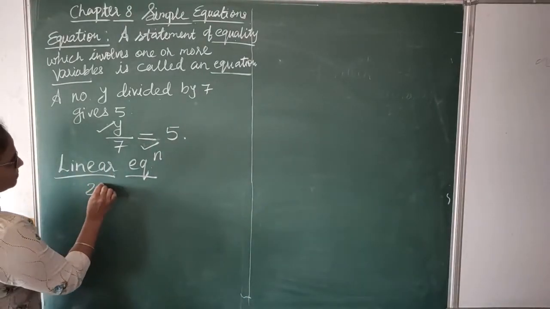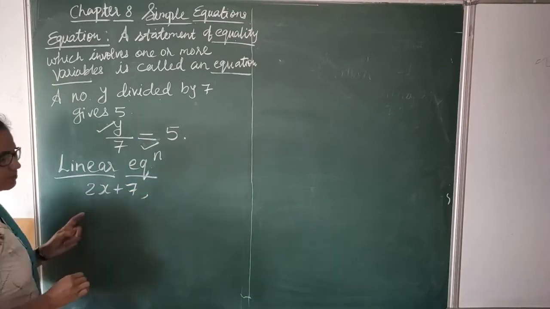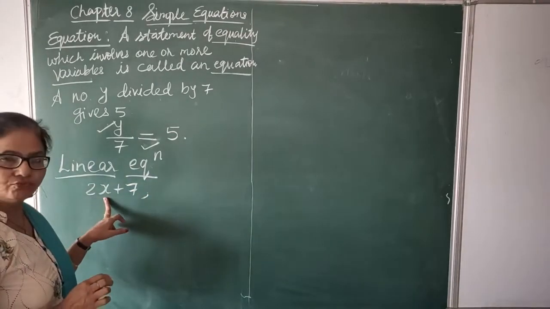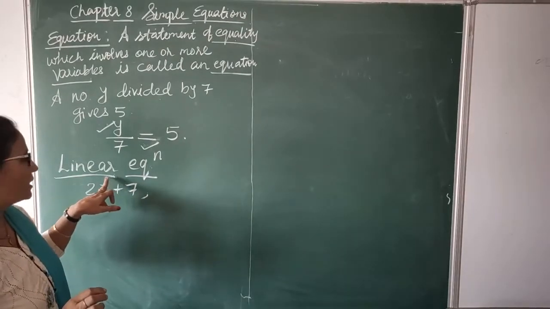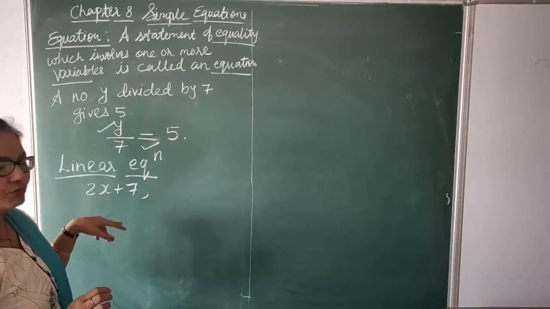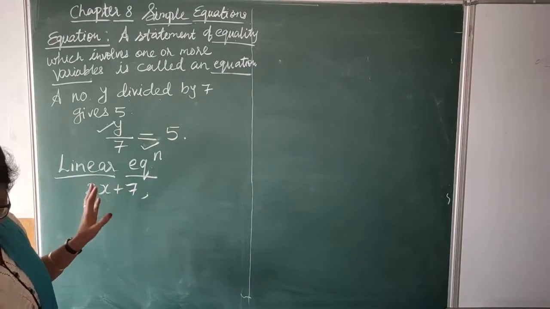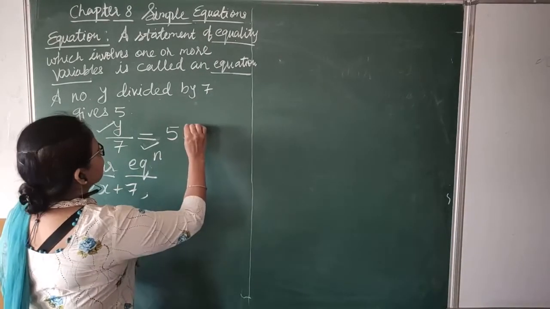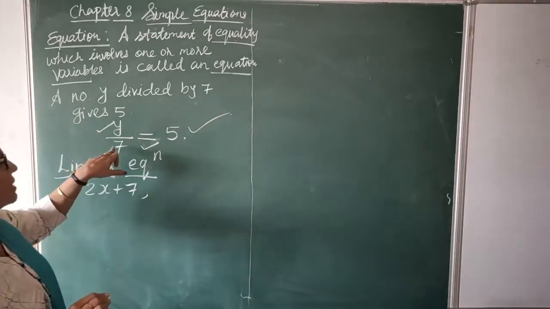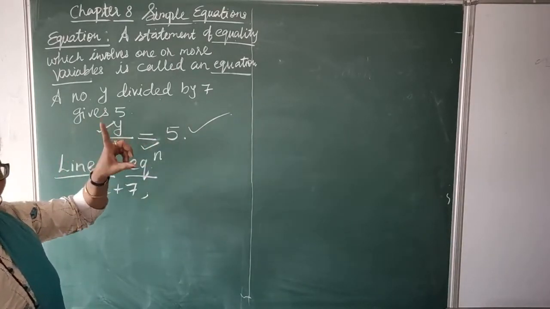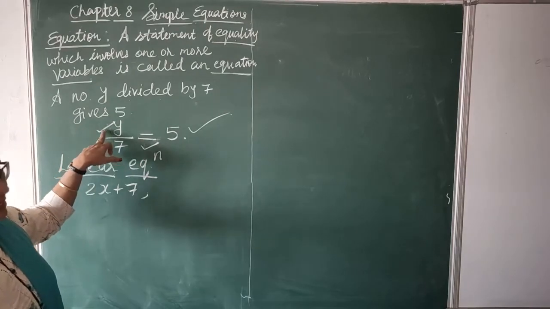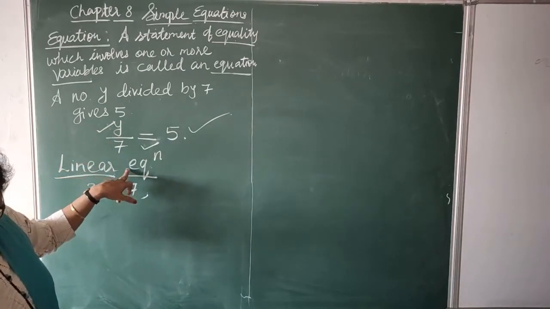Let's see some examples. Here I have written 2x plus 7. As here variable is 1, variable is x, its power is what? 1. So here the highest power is 1. So this is which type of equation? Linear equation. Again you can see this example. You see y by 7 is equal to 5. Here y variable is here. What is the highest power? 1. So this is also an example of linear equation.